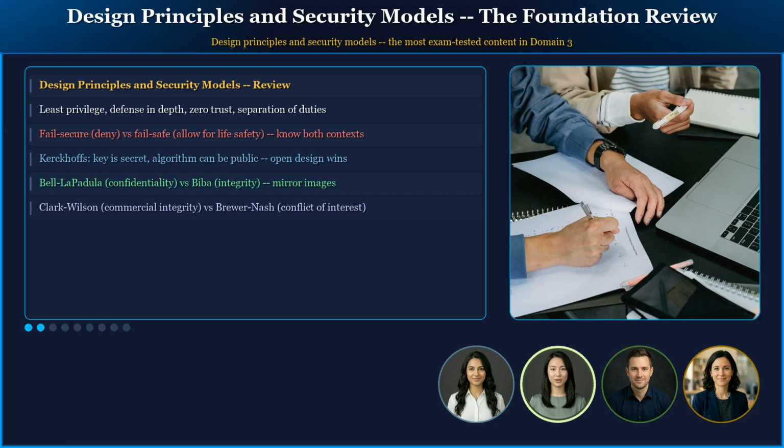Brewer-Nash, the Chinese wall, is triggered by conflict of interest scenarios: consulting firms, investment banks, organizations with competing clients. The dynamic wall that builds based on access history is the defining characteristic. The trigger word is conflict of interest. Trusted computing base, reference monitor, and security kernel questions are answered by 3 properties: always invoked, tamper-proof, and small enough to verify. If a question asks about the reference monitor, those 3 properties are the answer regardless of how the question frames it.